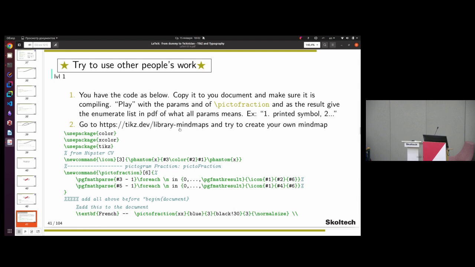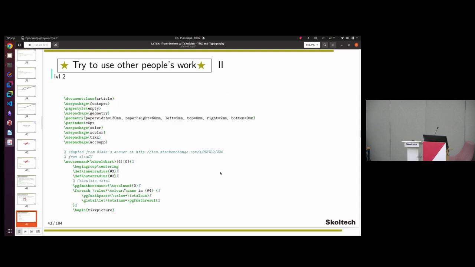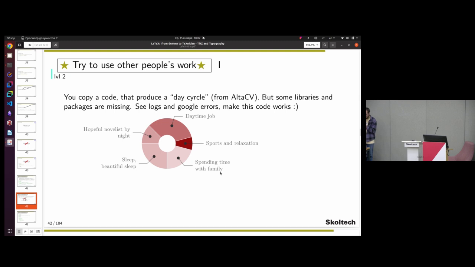After this, try to make a mind map. And after this, try to make the level 2. Again, it's monstrous to look at, but it's rather simple to Google. All errors are rather simple to Google.